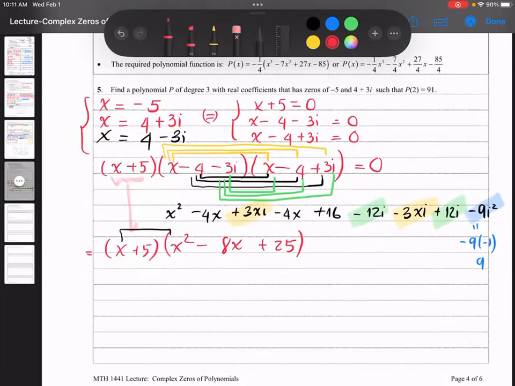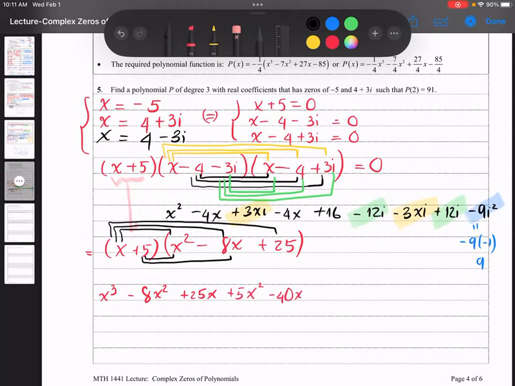x times x squared is x cubed. x times -8x is -8x squared. x times 25 is 25x. 5x squared. -40x. 5 times 5 is 25. 5 times 25 is 125. Yeah, we're done. Now we simplify.